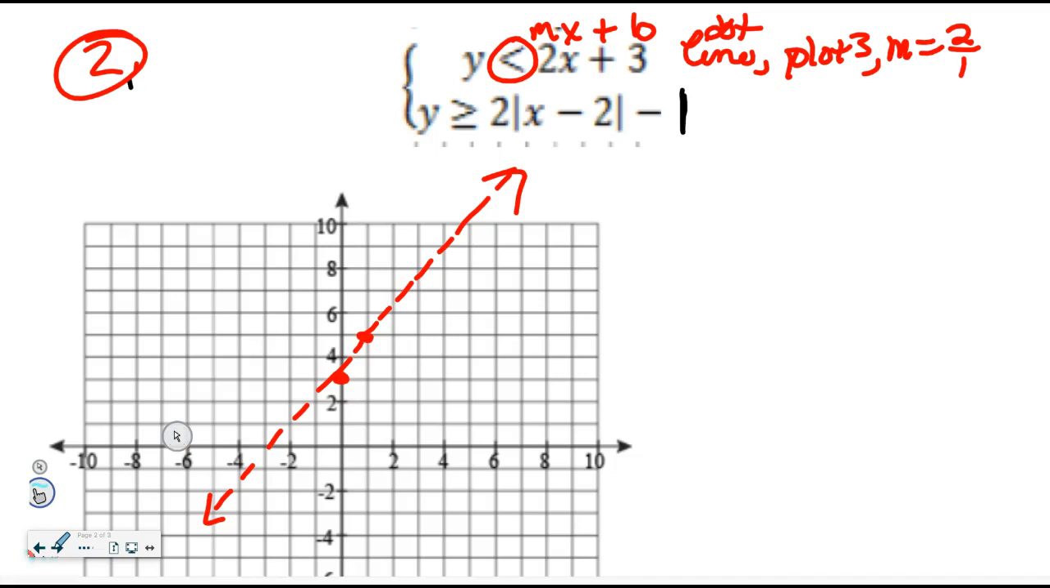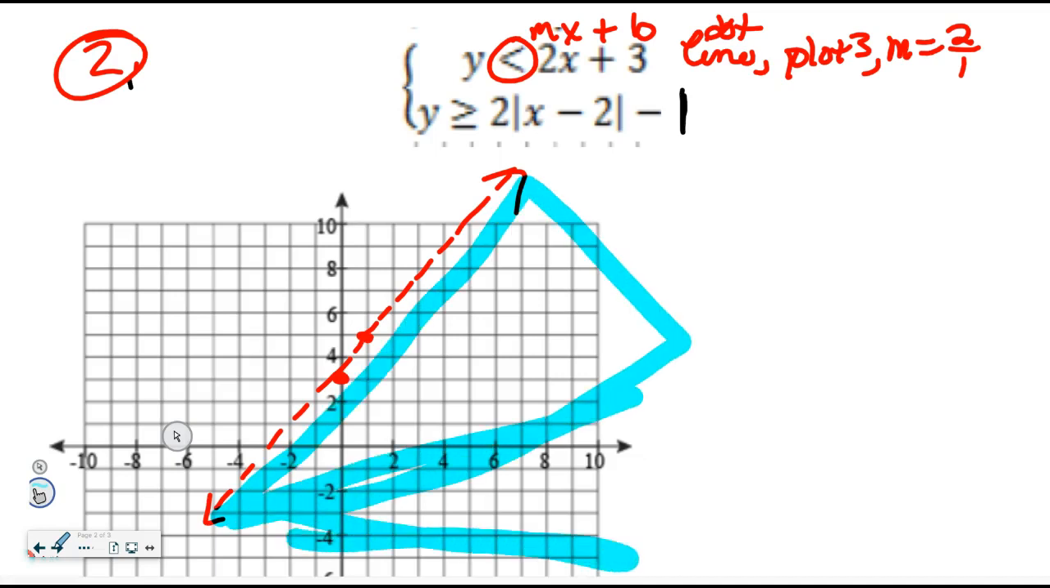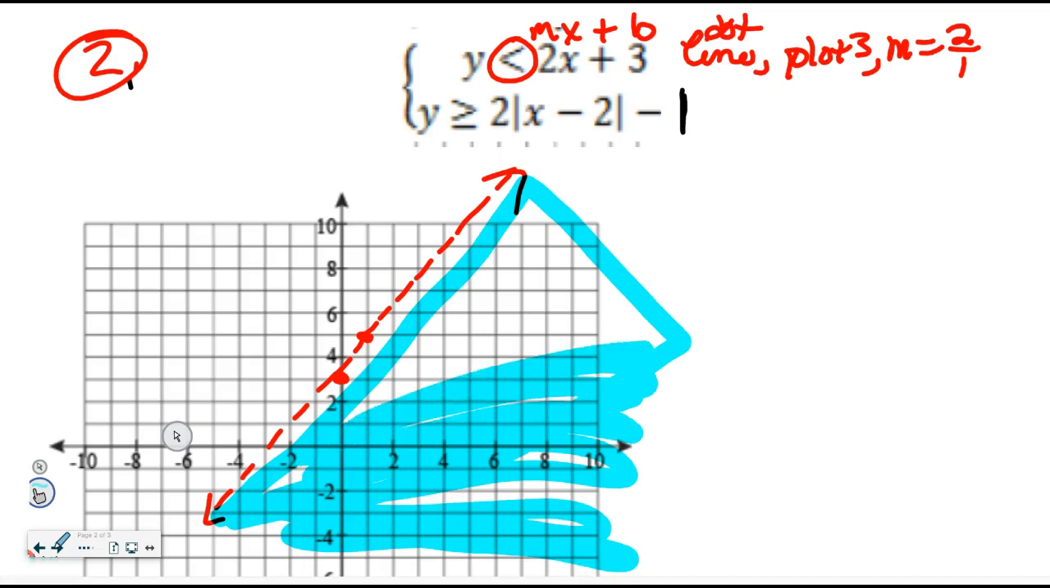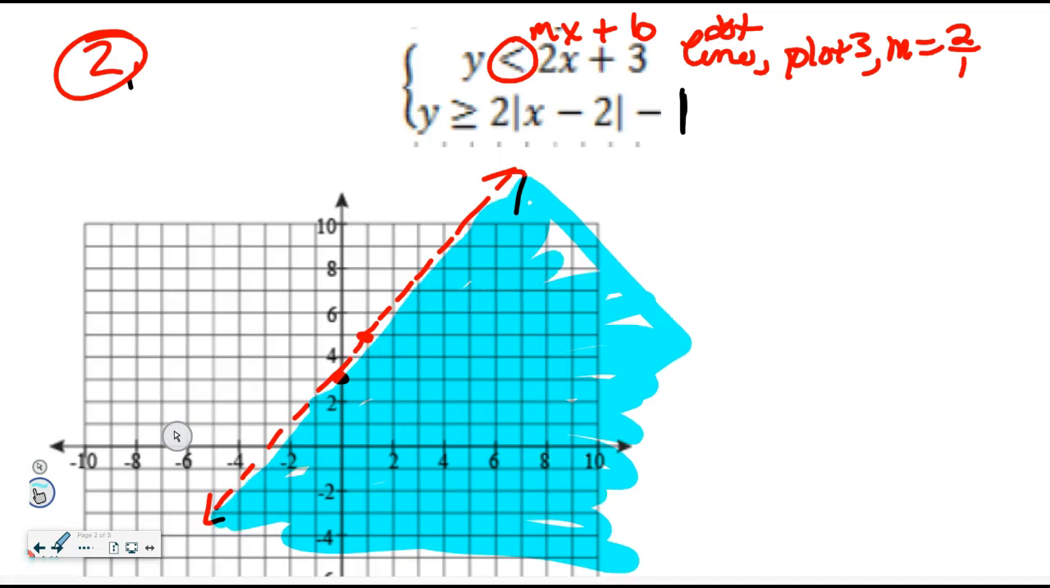Below it, because it says less than, right? So I'm going to shade all these infinite amount of points below the line. There's a lot of them, so I'm just going to shade that in. On Delta Math, I guess he says you just click shade. All right, there it is.